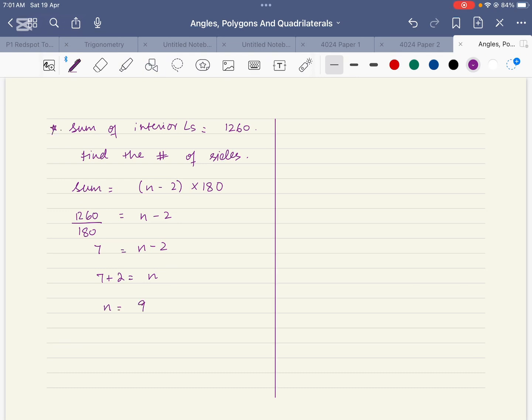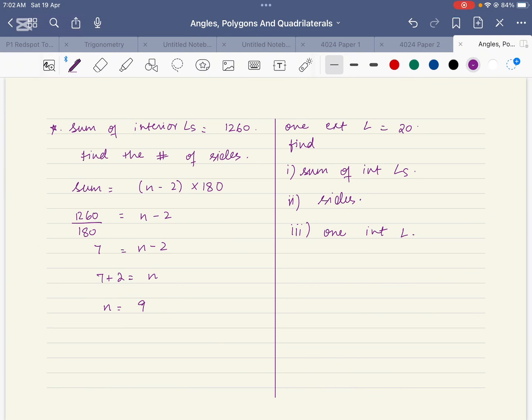Suppose there is another question which says one exterior angle is 20. Find number 1, sum of interior angles. Number 2, sides. Number 3, one interior angle.